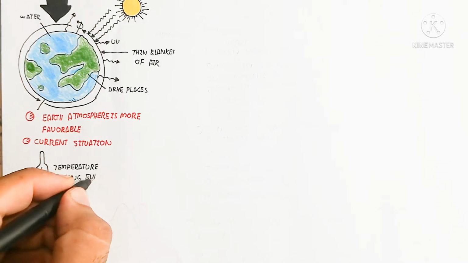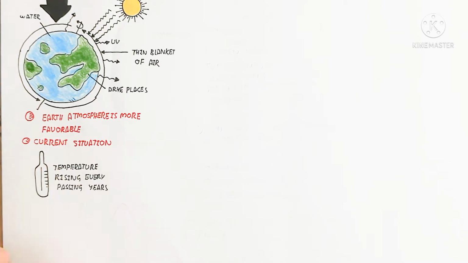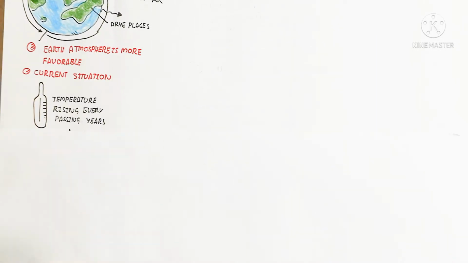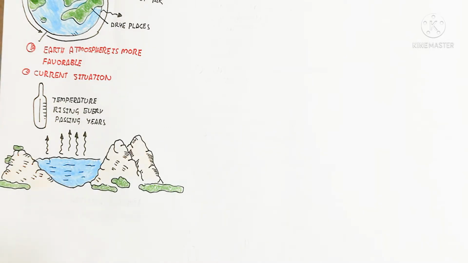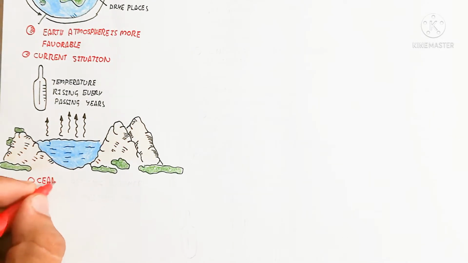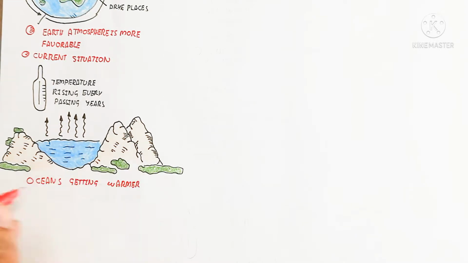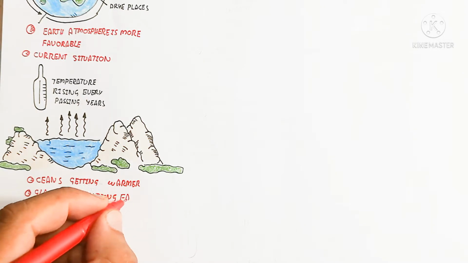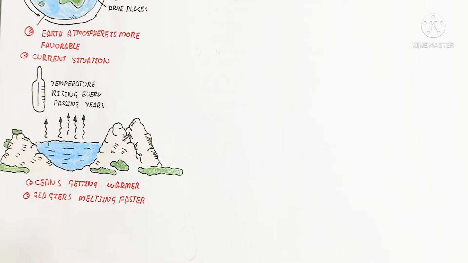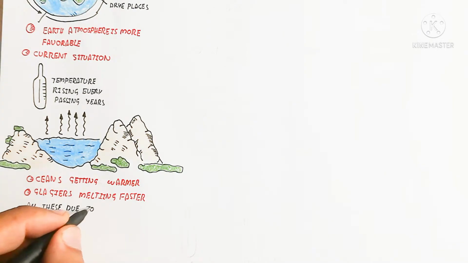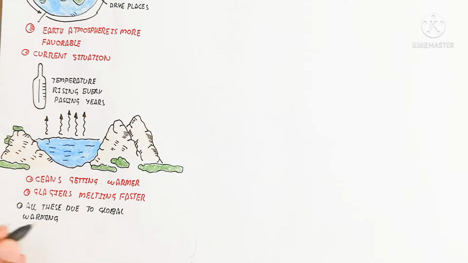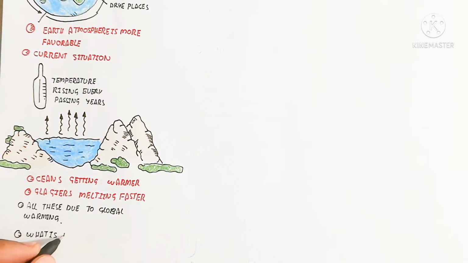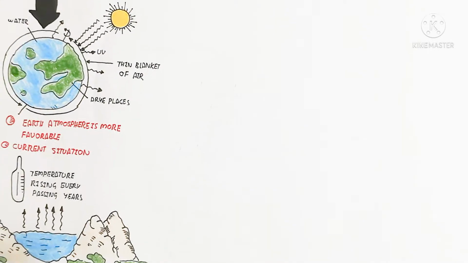So in the current situation, we will discuss global warming and the greenhouse effect. Here the temperature rises every passing year. Why? Because a disturbance is occurring. First of all, the glaciers are melting more due to the heat, the ocean is getting warmer, and glaciers are melting faster, and all this is due to global warming. So what is global warming? It is the increase in temperature due to the light falling and creating more heat. That heat melts the glaciers and decreases living organisms as well as plants.